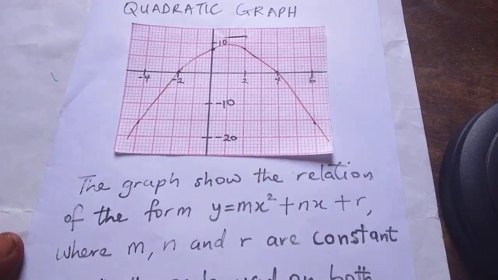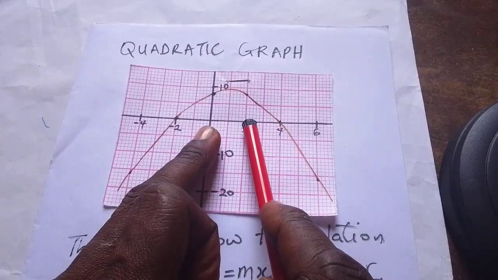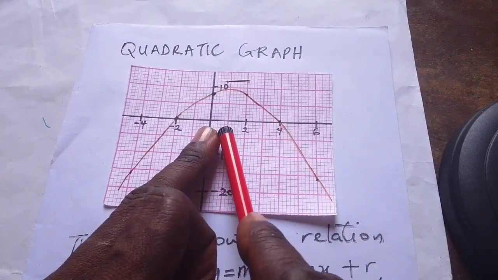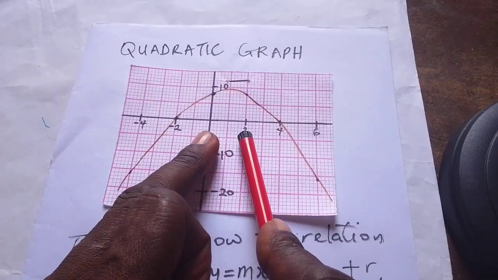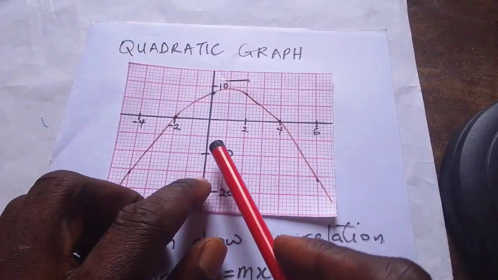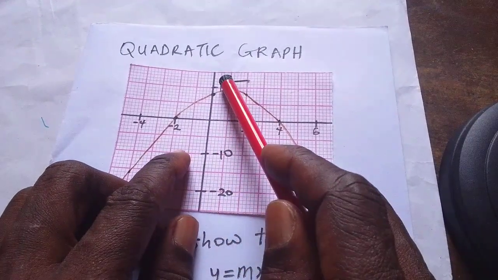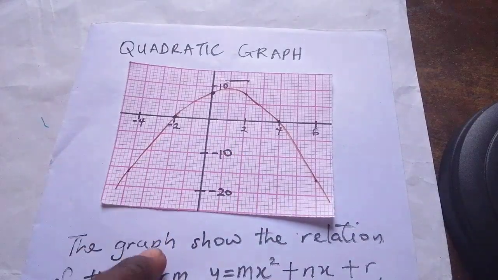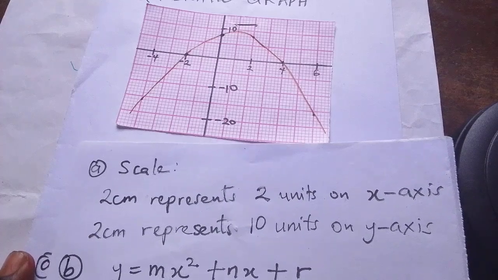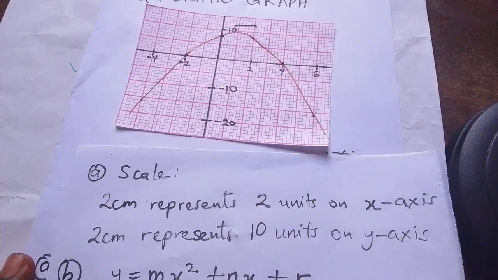So what are the scales used on both axes? For the x-axis, you can see that this is 2 centimeter representing 2 units. So you can see 2, 4. So on the x-axis, we are having 2 centimeter representing 2 units. Now let's look at the y-axis. So you can see 2 centimeter representing 10 units, 10, 20. So that means 2 centimeter represent 10 units on the y-axis. So 2 centimeter represent 2 units on the x-axis and 2 centimeter represent 10 units on the y-axis.